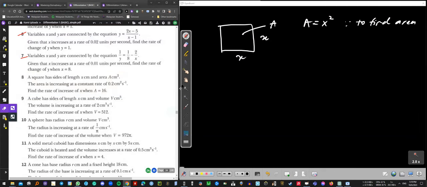So, daripada clue sahaja, can you tell me what is the name for this one? Daripada the first clue. The area is increasing at a constant of 0.2. Ni dipanggil apa?